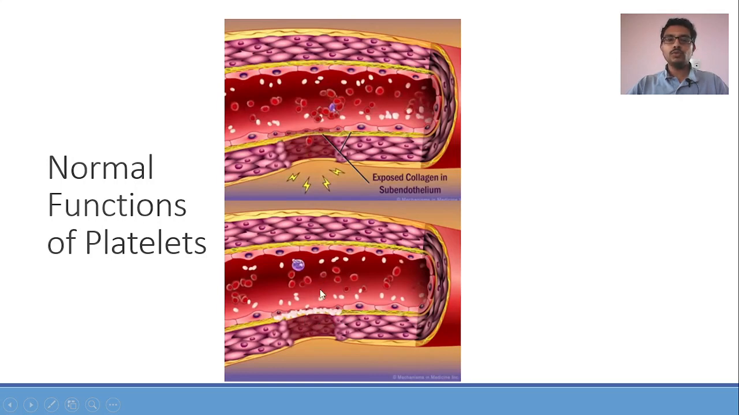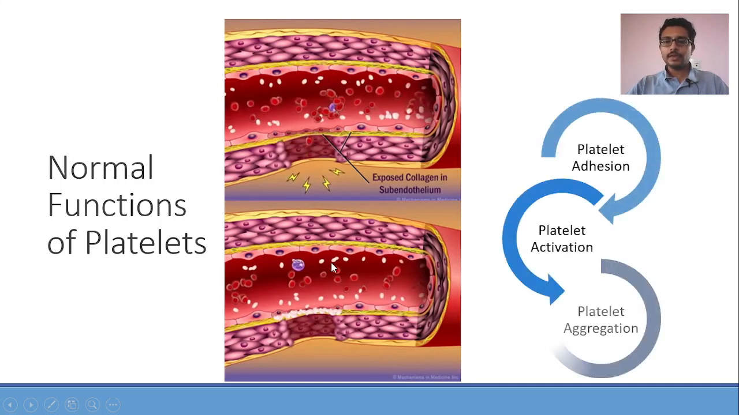The platelets do this by means of three mechanisms. First one is platelet adhesion, second one is platelet activation, and third one is platelet aggregation. Now, what exactly are these three things? What is platelet adhesion, platelet activation, platelet aggregation?